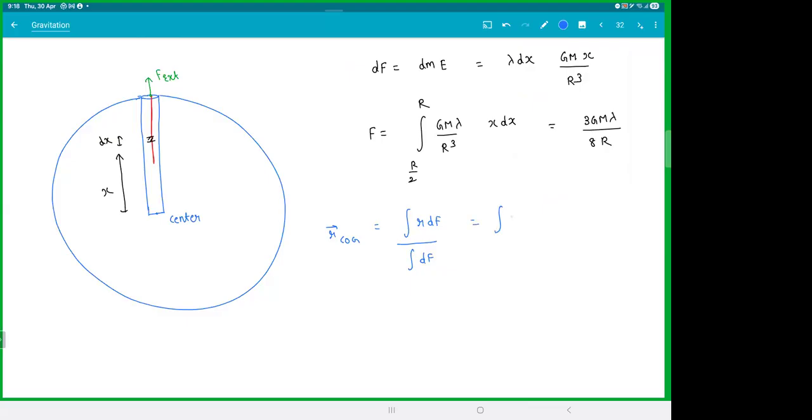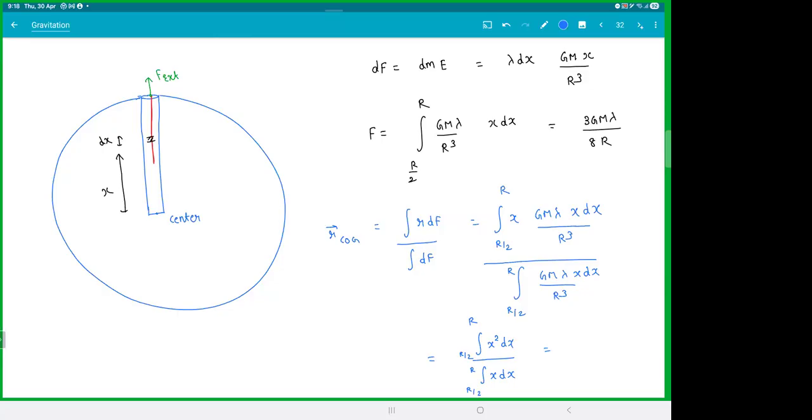So here r is nothing but x, and df we have already calculated here: G M lambda x dx by r cube. Limits will go from r by 2 to r. Denominator, integral, again df. Df is this term, everyone. G lambda x dx by r cube. Limits will go from again r by 2 to r. That G M lambda by r cube, everything will go off, and you end up with integral x square dx by integral x dx. Limits go from r by 2 to r and r by 2 to r.